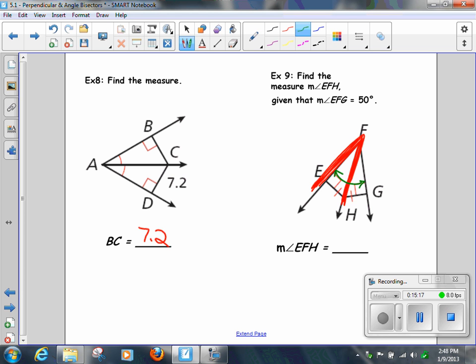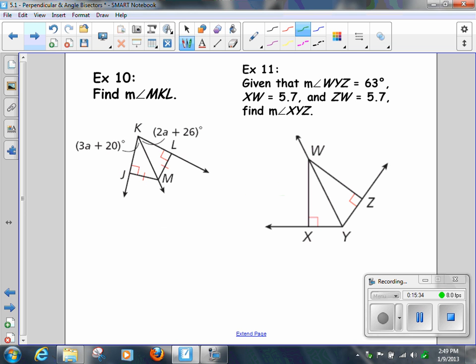Jade, how do you know that? 50 divided by 2 is 25 degrees. Very good. Isn't this section just common sense? This is just common sense, folks. Hey, solve example 10 yourselves and example 11, okay?